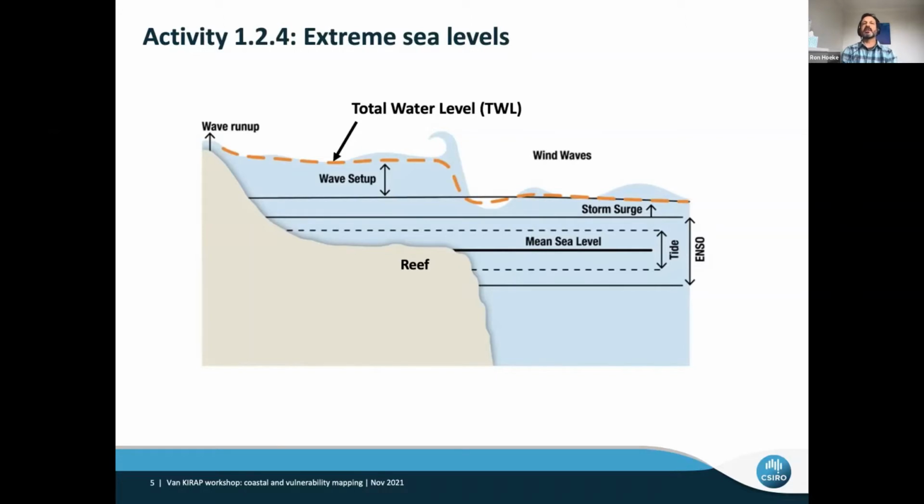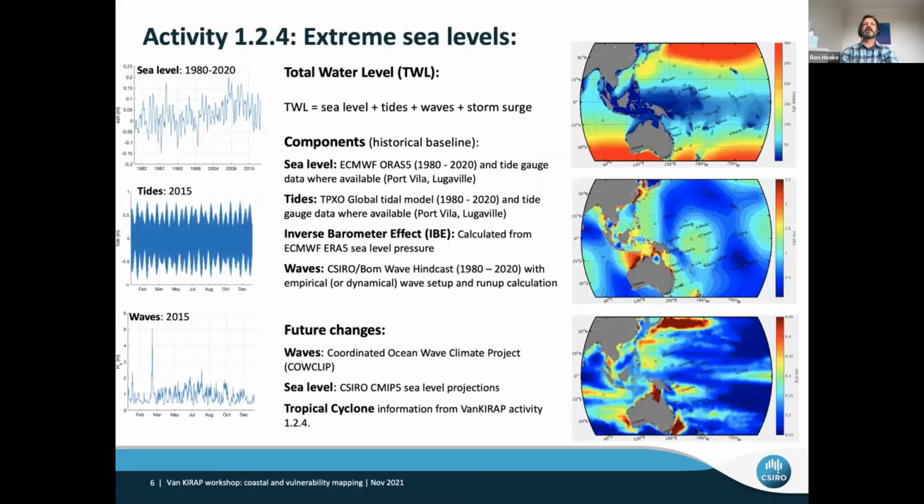And we refer to that short-term water level at any given location as total water level. It's just a shorthand for when all of these processes come together in any location. So to estimate that throughout Vanuatu, we combine a number of different climatological products that are available out there.